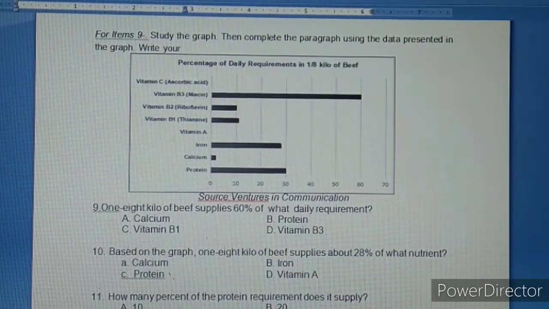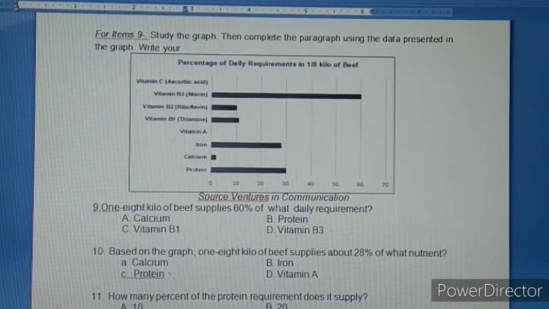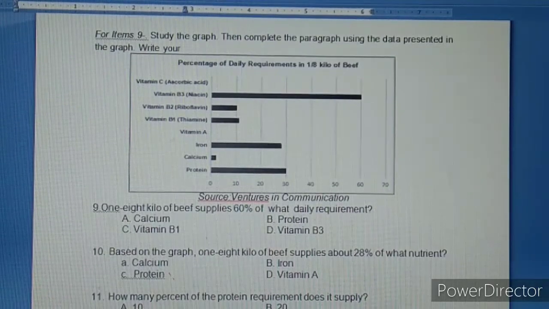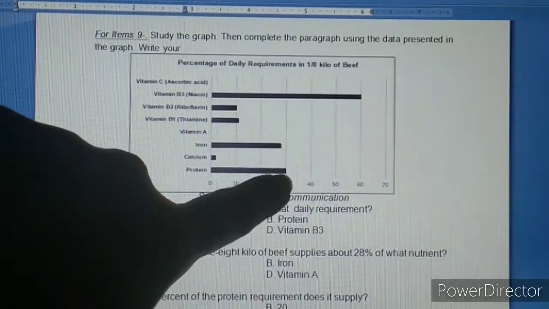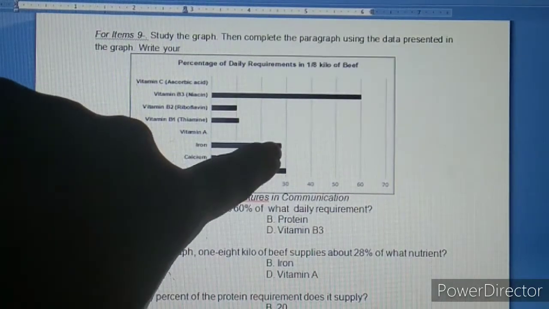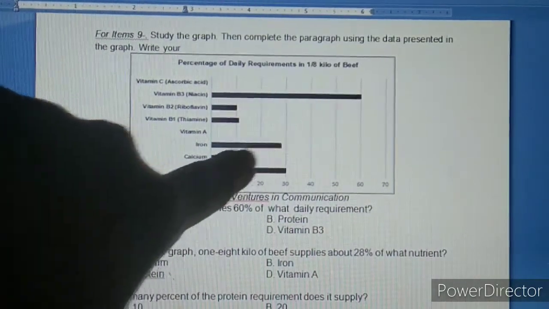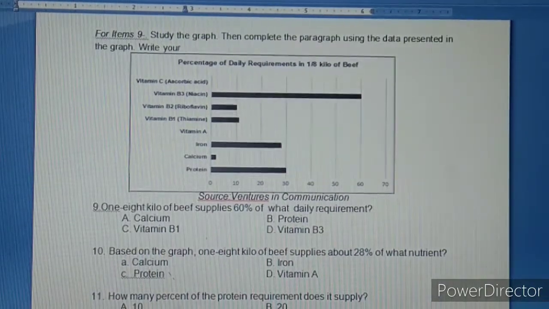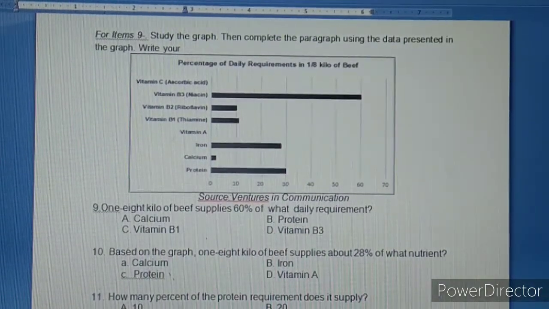Now let's move on to number 10. Based on the graph, 1/8 kilo of beef supplies about 28% of what nutrient? So 28, this is 30, this is 20, and this is 28. So it's iron. It's letter B. Again, the correct answer for number 10 is letter B.